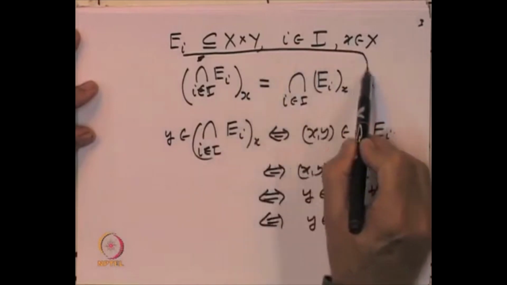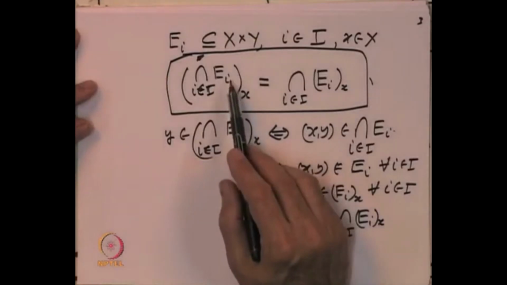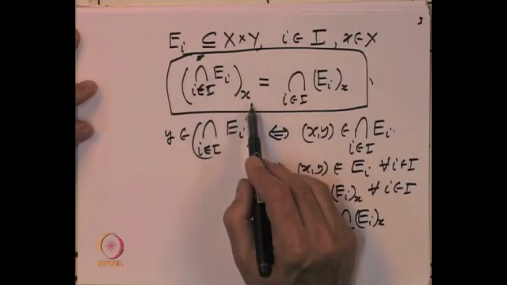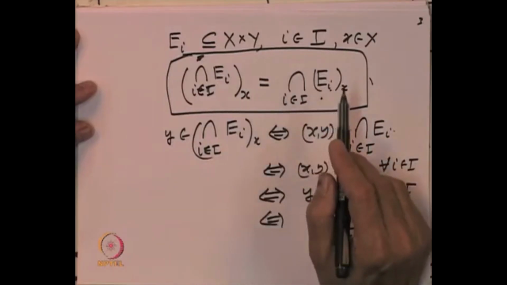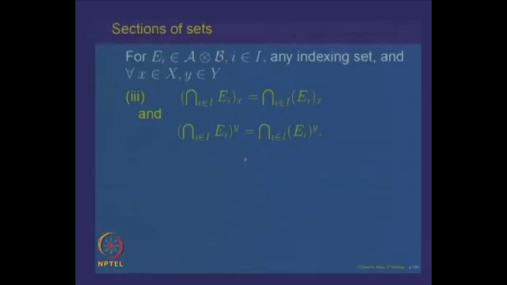So, what we have shown is that this property is true, namely for any arbitrary family of subsets of X cross Y, if you take the intersection of these sets and then take the section at a point x, it is the same as first taking the sections and then taking the intersection of those sections. So, this is at a point x in X. A similar proof will work for the sections at y, namely for every y in Y, the section of the intersection is the same as the intersection of the sections. A corresponding result is also true for the unions.